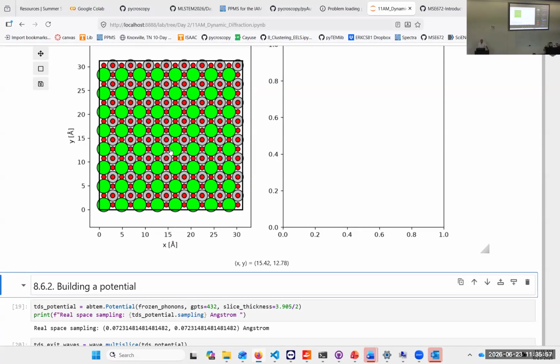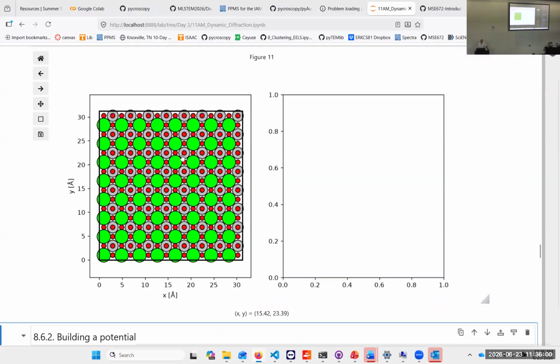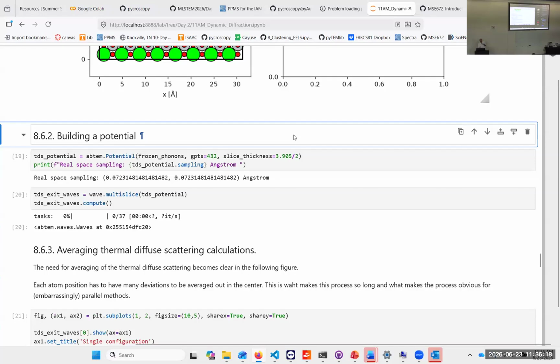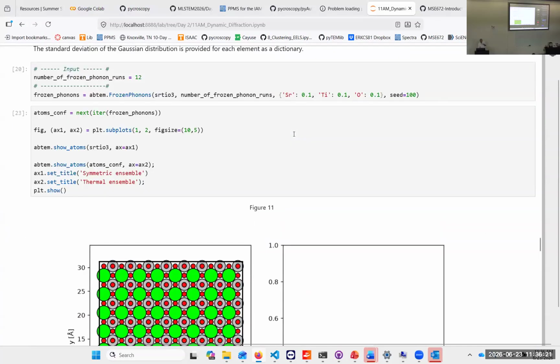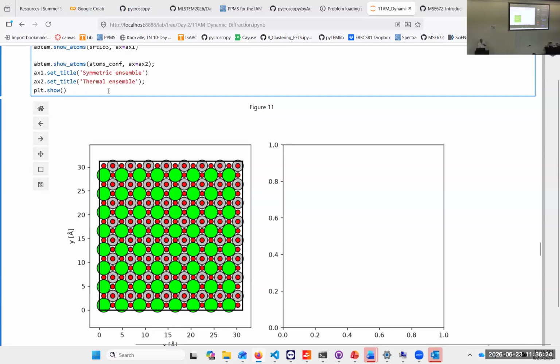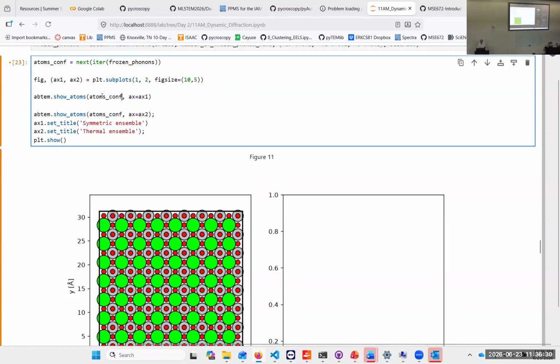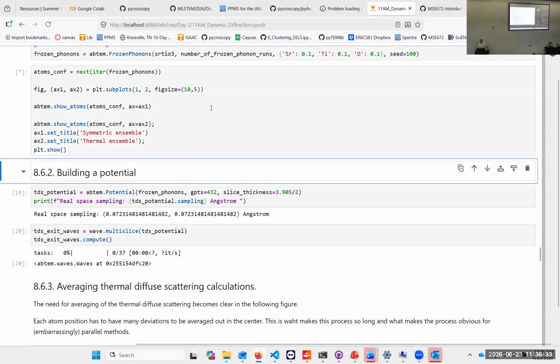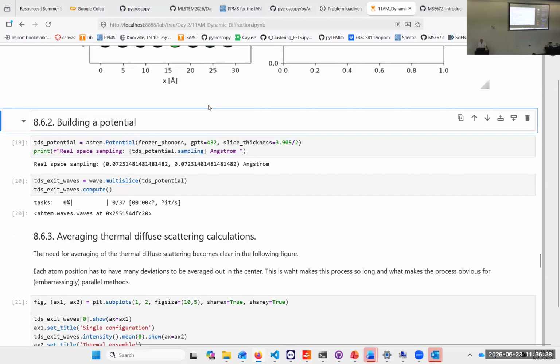Still doing things, I think. Okay, so we had it here for a second. Let's see whether it comes up here. So we have the ones that are sitting exactly where they are. If we are using the ensemble, the plotting routine in a new version of JupyterLab is not great. So let's double check here. We'll see how the average of the frozen phonons looks.